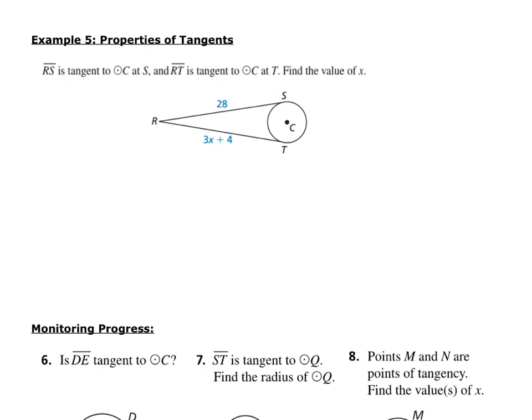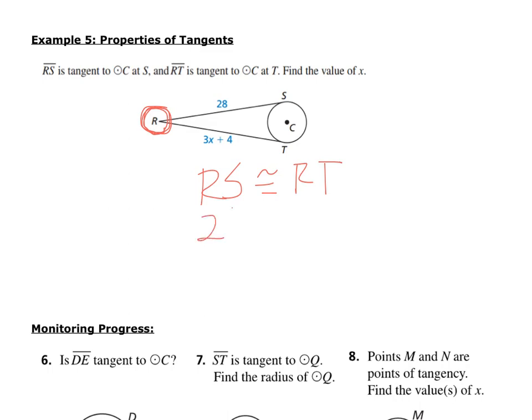Alright. I'm going to do one more example with you. This has to do with the second theorem that you had. They tell you here that RS is tangent to circle C at S, so S is a point of tangency. Then they tell you that RT is also a tangent line at T, so S and T are points of tangency. And don't both of the tangent lines share the same outside point R? Well, that second theorem we had is if we have two tangent lines that share the same external point, they're congruent. In other words, RS is congruent to RT.